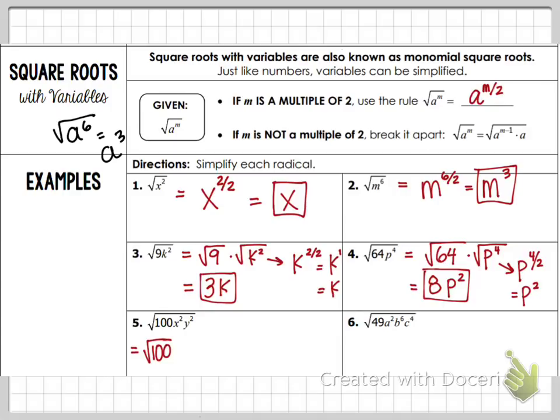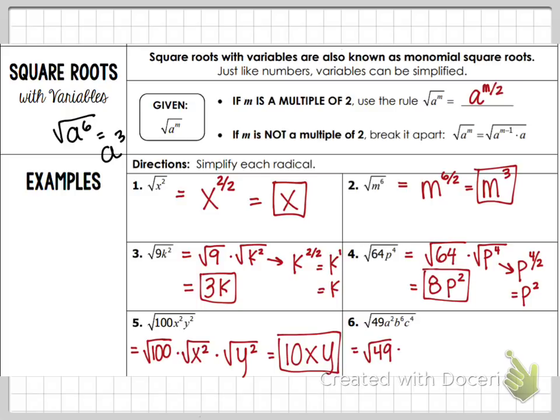Now the square root of 100 times the square root of x squared times the square root of y squared. See, we're just breaking all these apart. You don't have to break them apart, you can think of it all as separate, but I'm just showing you that we do think of these as separate terms. The square root of 100 is 10. For the square root of x squared, we divide this number by 2. So it's 10xy.